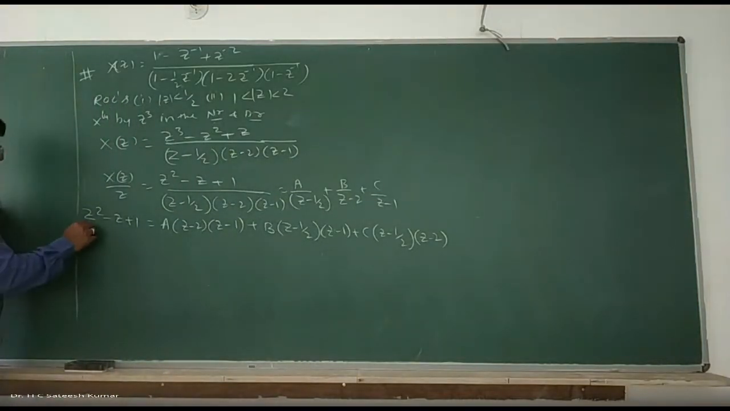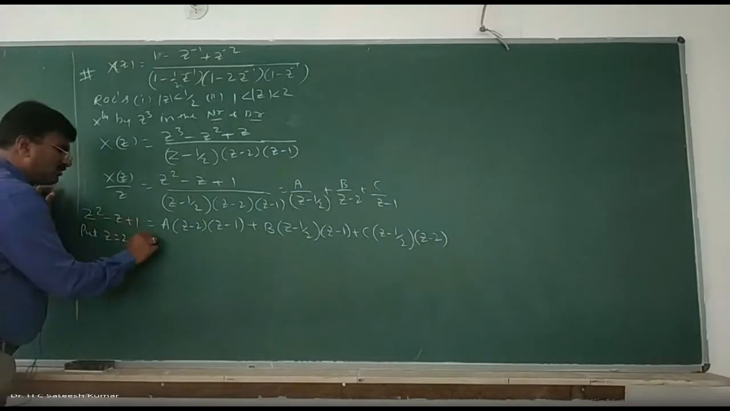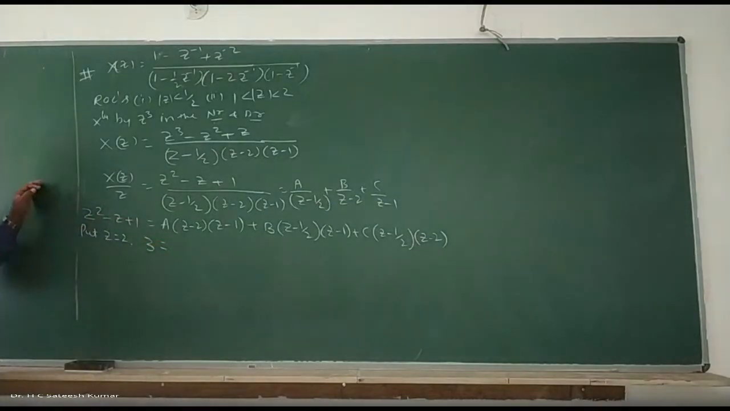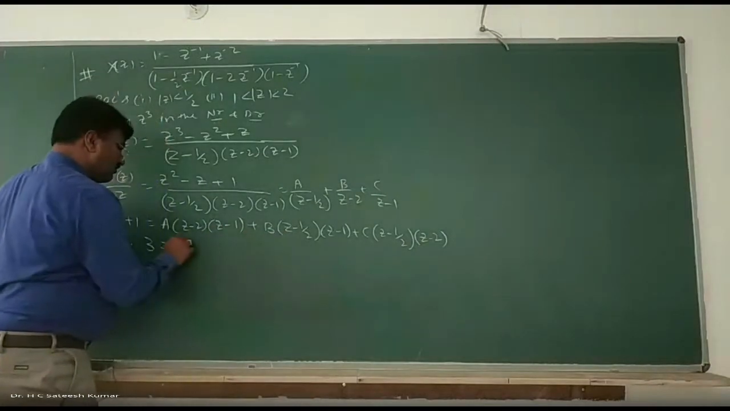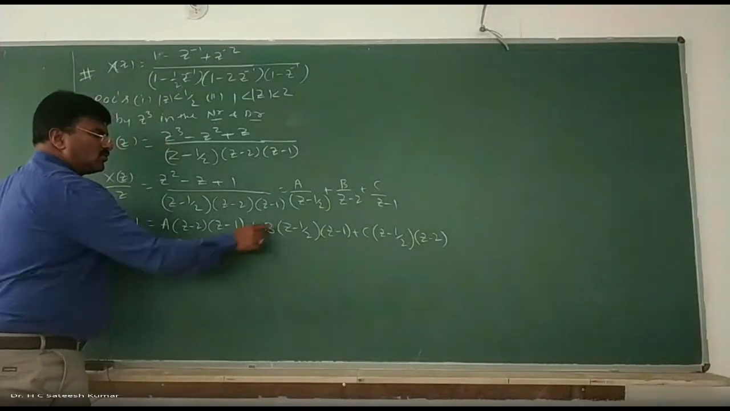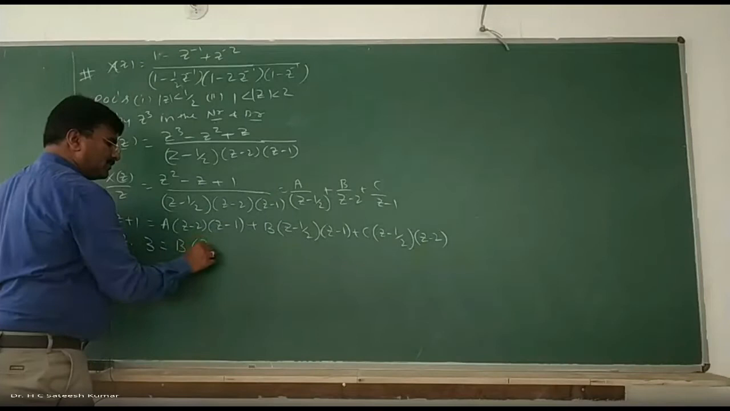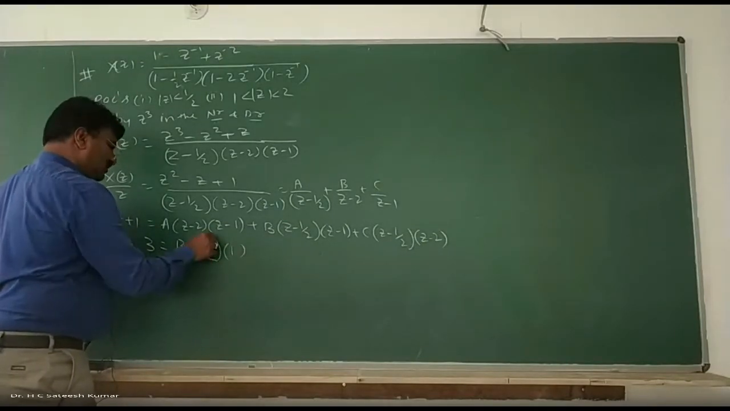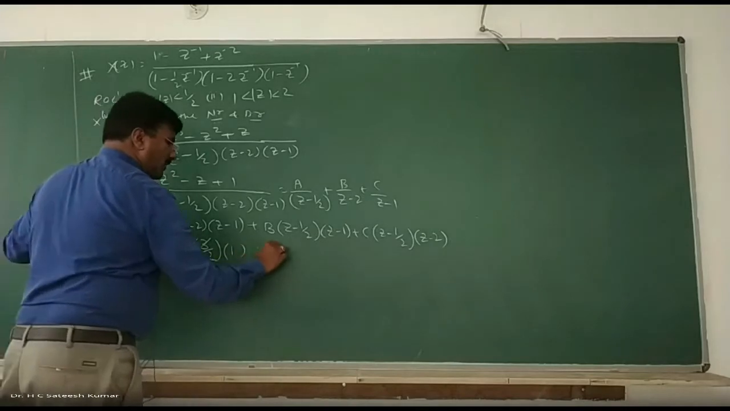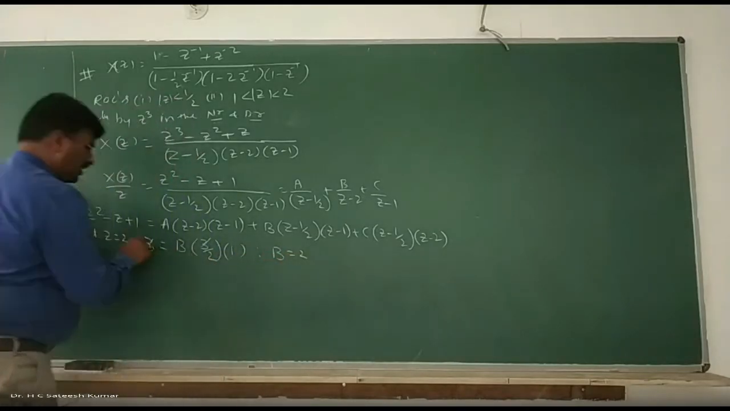Put z is equal to 2. 2 square, 4. 4 minus 2 is 2. 2 plus 1, 3 is equal to a into, so 2 means this is 0. Second one you will get it: b into 2 minus half is 3 by 2, 3 by 2, 2 minus 1 is 1. 3 gets cancelled. Cross multiply it. Therefore, b is equal to 2. This 2 will come here.